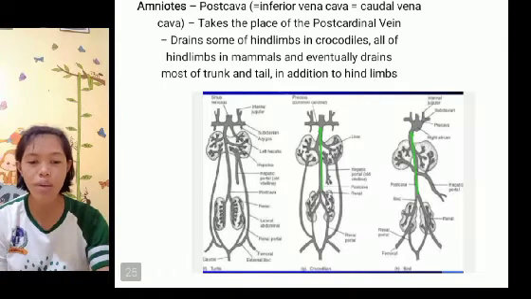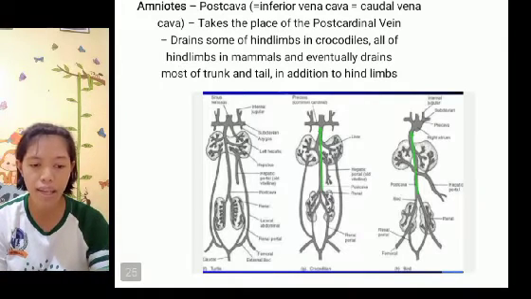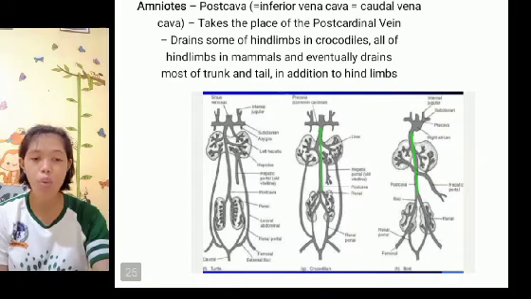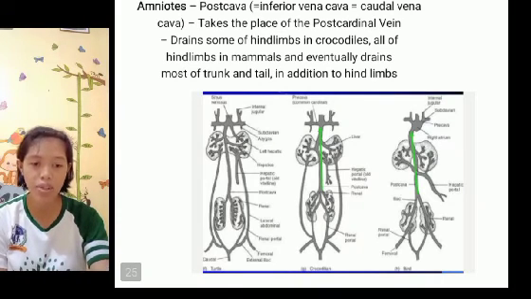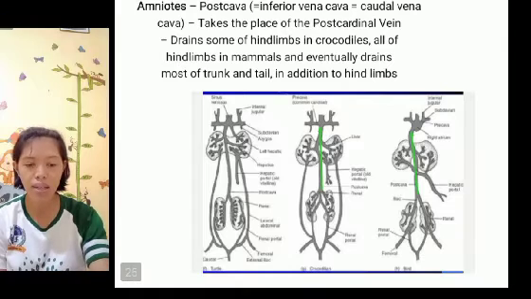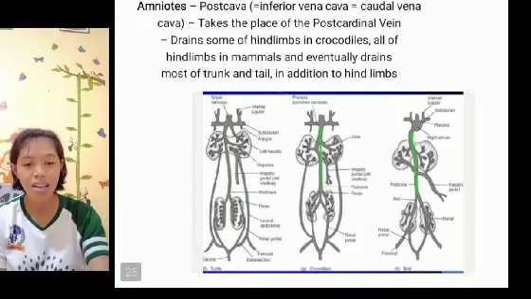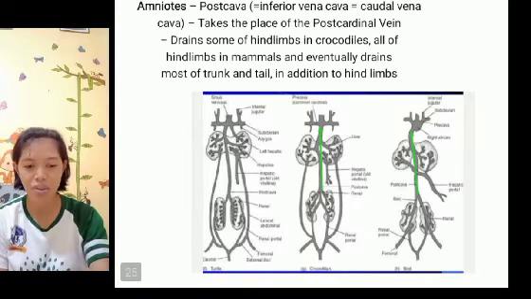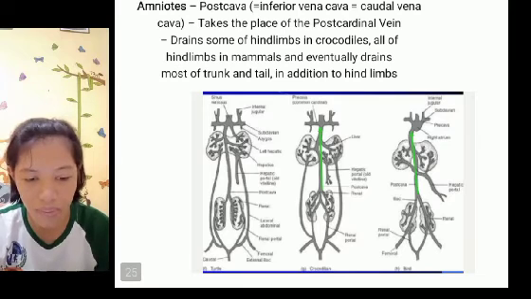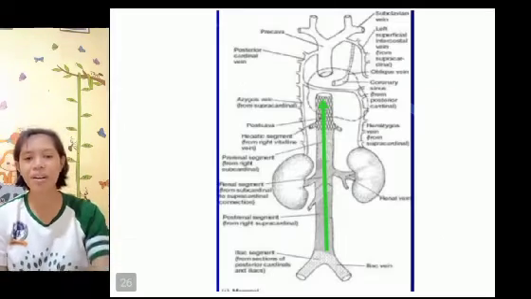As we can see here, we have our turtle, we have the crocodile, and then we have our bird. The green one, that's our postcardinal. As you can see in this basic pattern, or that's an embryonic pattern, the postcardinal is still present. But due to the modification, the postcardinal is missing or lost, and something new emerged. That's our post cava. Here, there is no postcardinal, but only post cava.